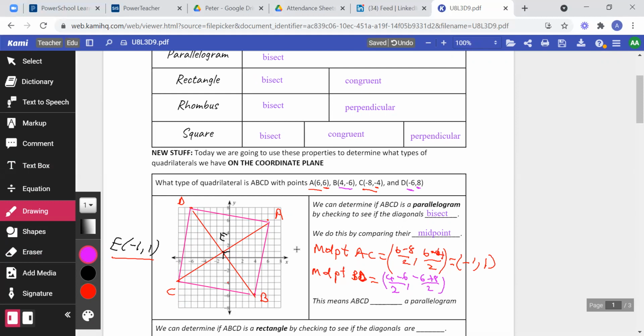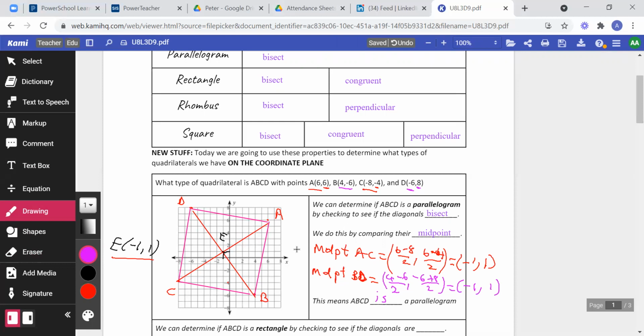When I do 4 minus 6, that gives me -2. -2 divided by 2 is -1. -6 plus 8 is the same as 8 minus 6, okay? 8 minus 6 is 2. 2 divided by 2 is 1. So as you can see, this means ABCD is a parallelogram, since the diagonals bisect.